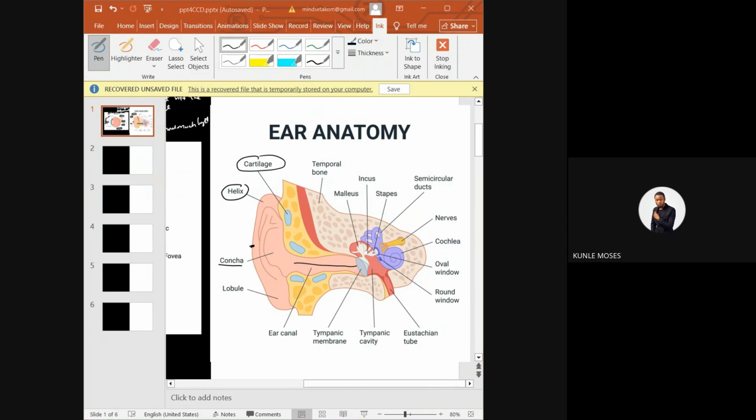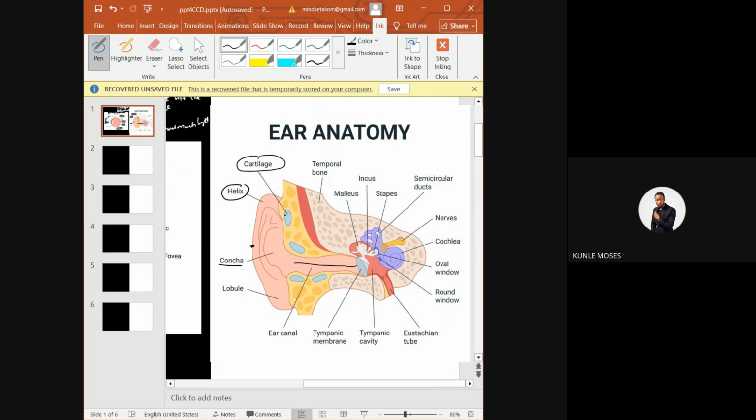So you can see that this outer cartilage, this helix, this concha, this lobule, this ear canal, they are linked together. The helix is the first structure, the outer layer of the ear, then to the concha, then to the ear canal, then to the tympanic membrane, and the sound will occur. This is the outer layer of the ear. In case they ask you which one is the outer layer, that's it: cartilage, helix, concha, lobule.